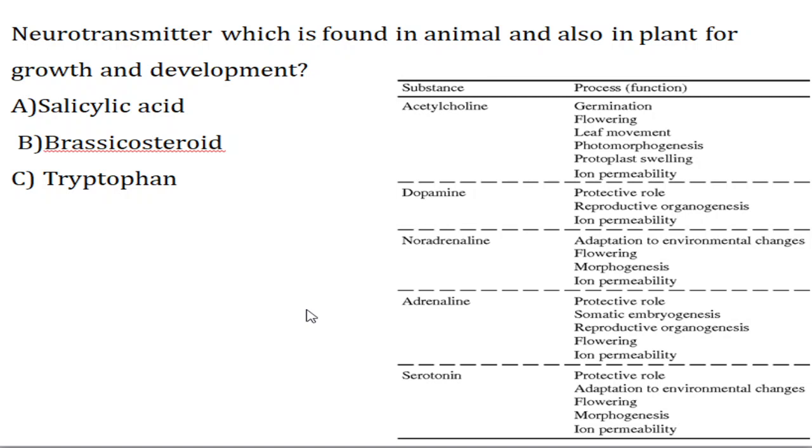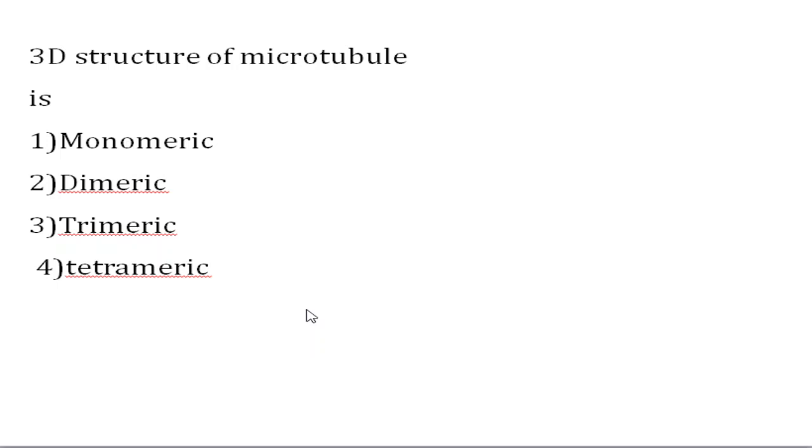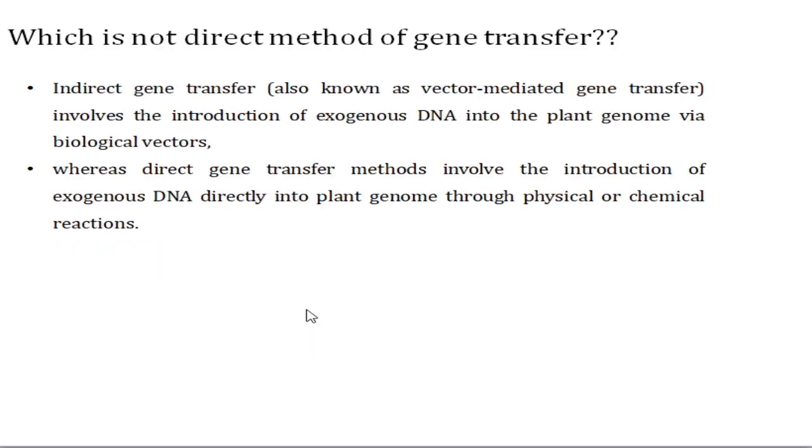I don't know the complete answer, but the correct answer is tryptophan, because tryptophan acts as a basic precursor molecule for producing various kinds of neurotransmitters. In the plant, it acts as a precursor for the biosynthesis of various plant hormones like auxin. Next, the 3D structure of microtubule is dimeric in nature. Next question is, which of the following is not a direct method of gene transfer?